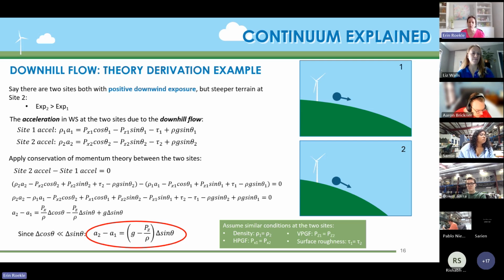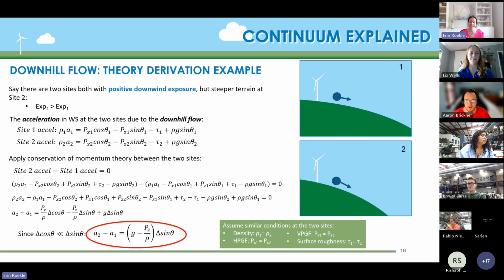But the change of cosine of theta is going to be way, way smaller than the change of sine of theta. So we're just going to basically say it's not really going to be important in this equation. So it's going to drop out and we get a new final equation. The change of the acceleration is just related to gravity minus the vertical pressure gradient over rho, multiplied by the delta sine of theta. And that is our downhill flow change of acceleration.